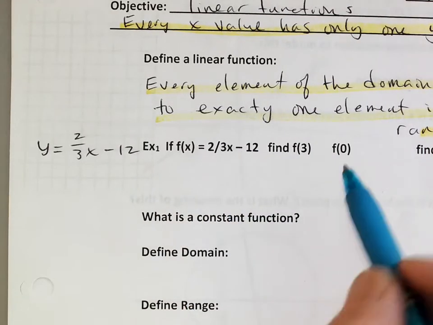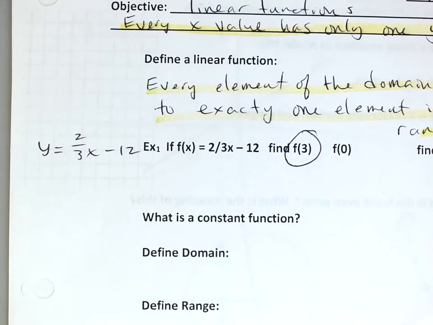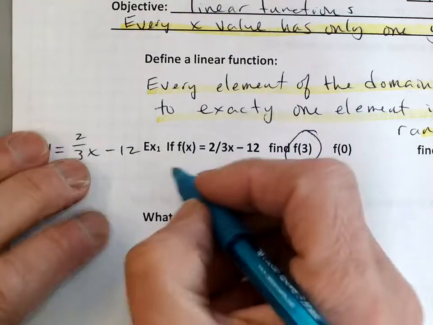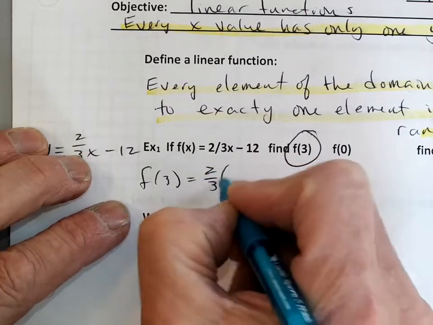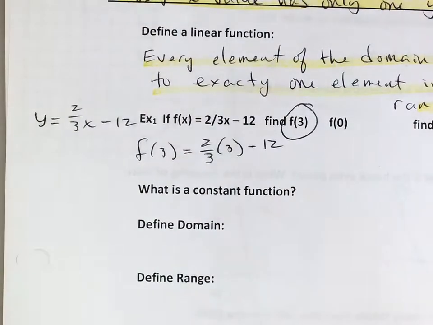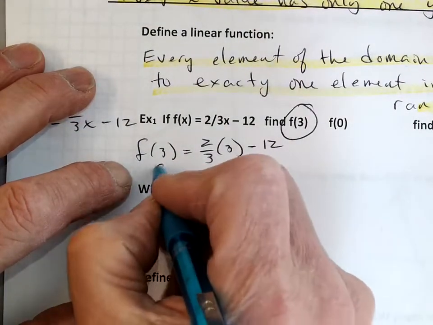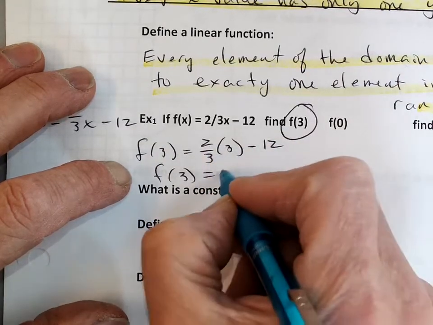Now, this is a question. Find f of 3. It says in English, plug in 3. That's all it says. f of 3 just says plug in 3 for the x, right? So f of 3 would equal 2/3 times 3 minus 12. Okay, that's all it is. And then I'll simplify it, and I'll get f of 3 is equal to, let's see, 2 minus 12 is negative 10, okay?